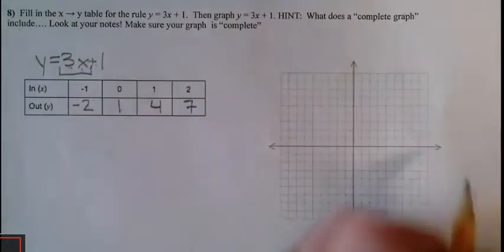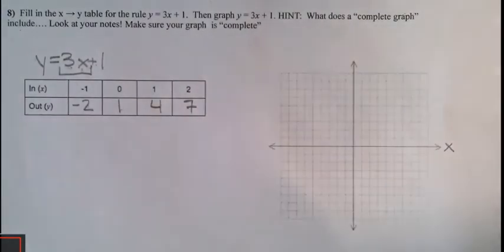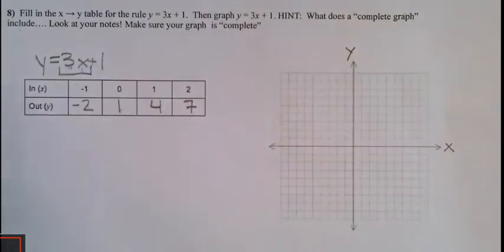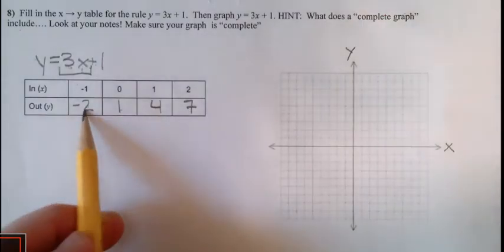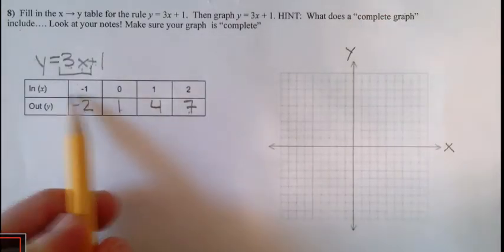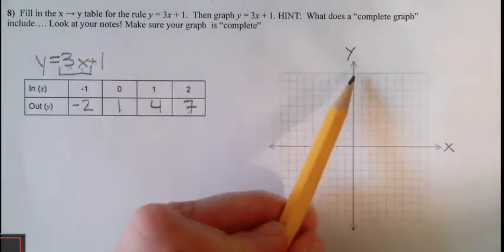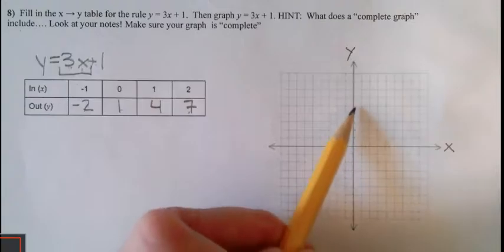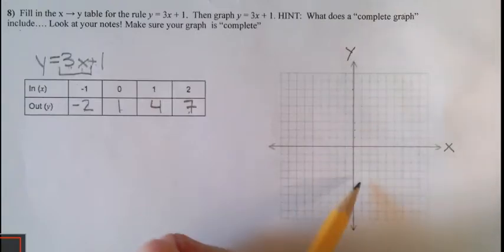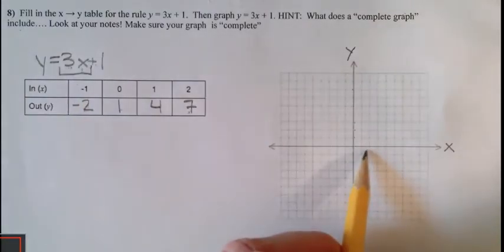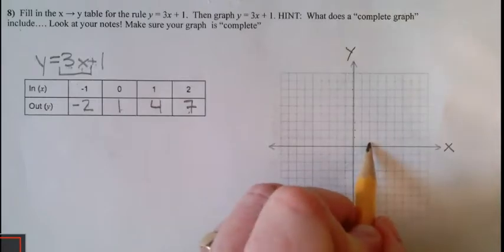Complete graph. First of all, I need to know what's my x-axis, what's my y-axis. Then I need to come up with my scale. I need to go from negative 2 to 7 on the y-axis. The x-axis is pretty simple. So let's make sure that there's 7 here. 1, 2, 3, 4, 5, 6, 7. I'm going to make my y-axis go by ones. My x-axis I could go by ones, or I could make every other one 1. I think I'll do that just to spread it out a little.